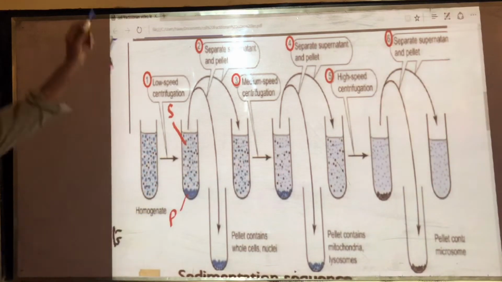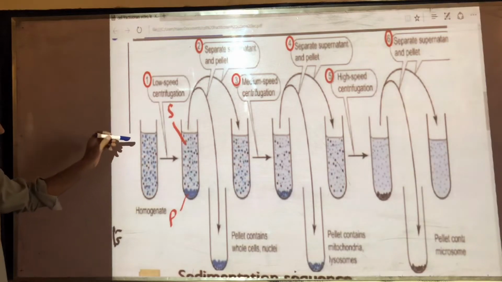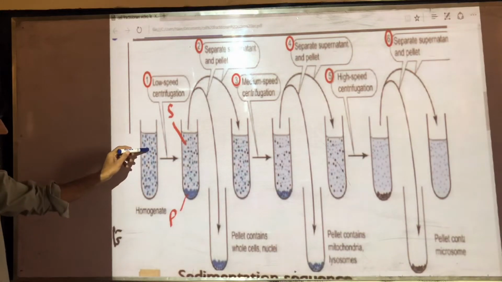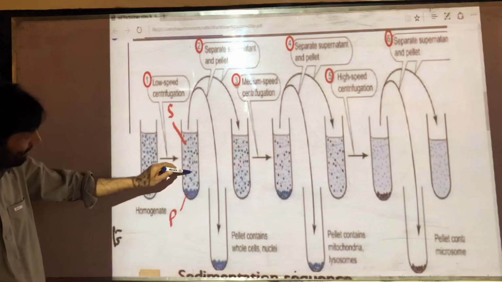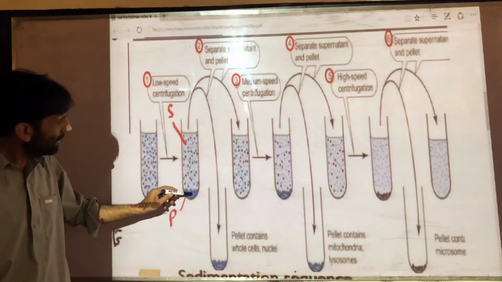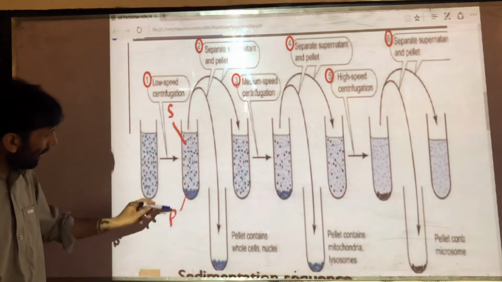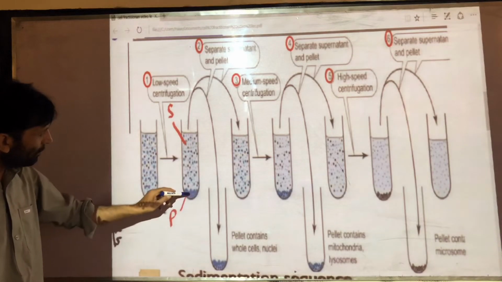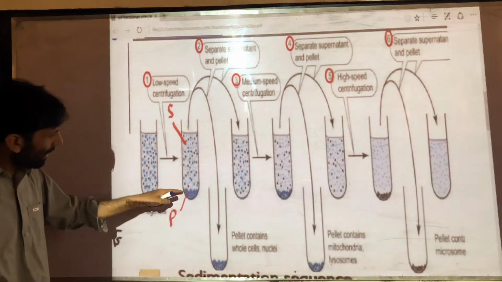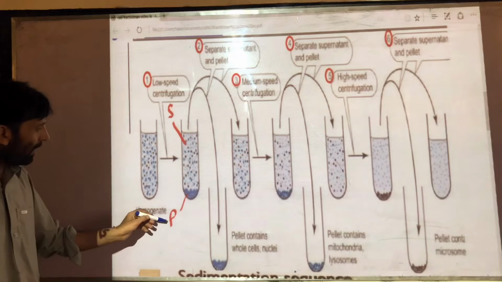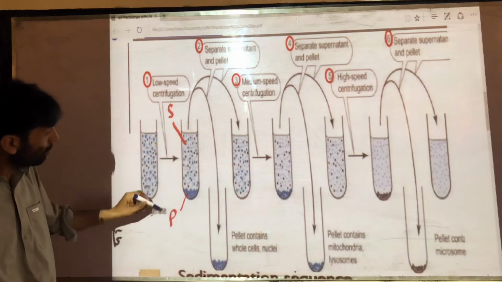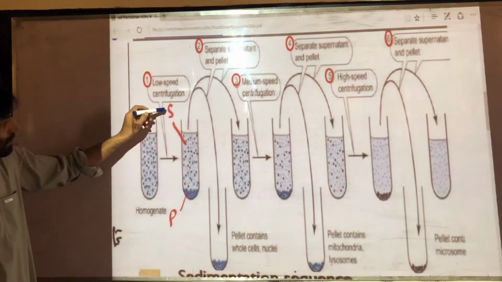In this diagram you can see that there is a test tube with homogenate, and when we keep this test tube in centrifuge at low speed, we find after a specific time that at the bottom of the tube some particles have settled down, and these settled particles in the bottom of the test tube are called pellet, while the remaining suspended portion of the homogenate in test tube is called supernatant.